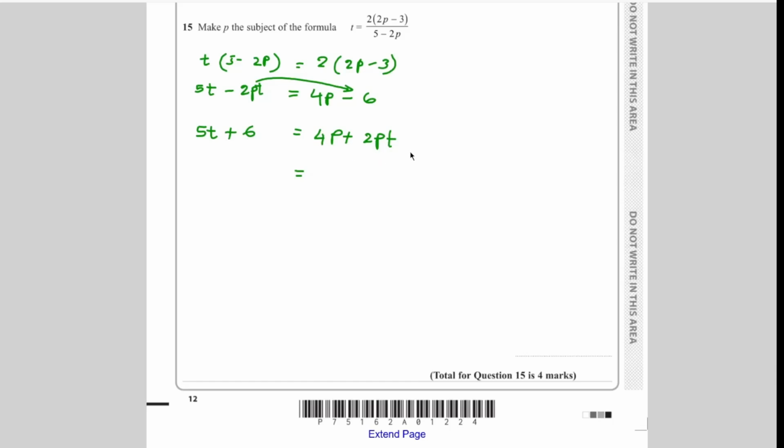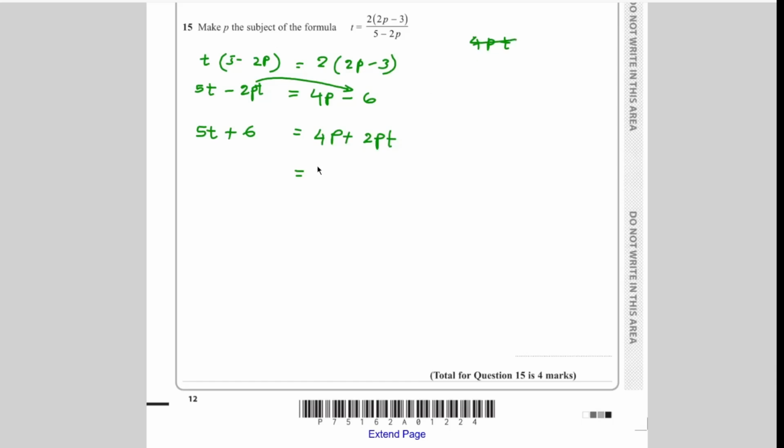Now, can you add these two? 4P plus 2PT? No, they are not like terms. To add or subtract P's, you need to have the exact same set. It is algebra. So to add or subtract, you need to have the same set of letters or the same set of powers. It means if you want to add, you need to have another T here to add. If you don't have it, 4P and 2PT are not the same set of letters. Therefore, we can't add them.